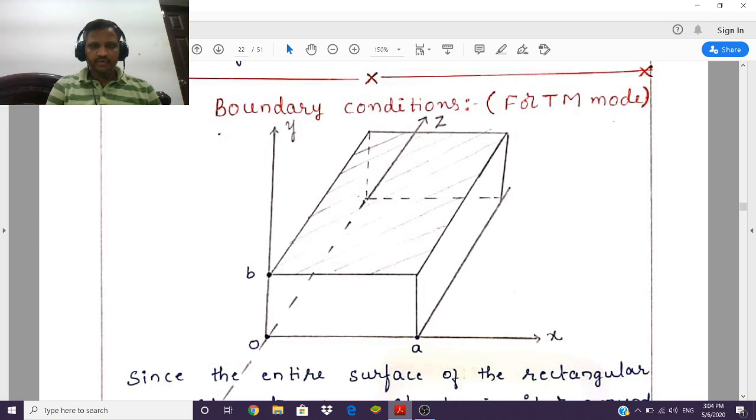In the last lecture we started the transverse magnetic mode of analysis. In that I calculated the solution for Ez in terms of arbitrary constants C1, C2, C3, C4 and also sine and cos functions in terms of capital A and capital B, which are also constants. Here we need to simplify that. That means we have to eliminate the constants C1, C2, C3, C4.